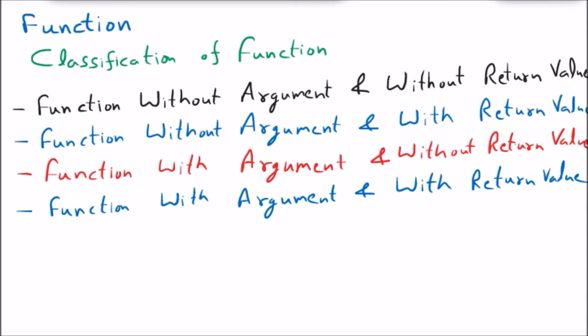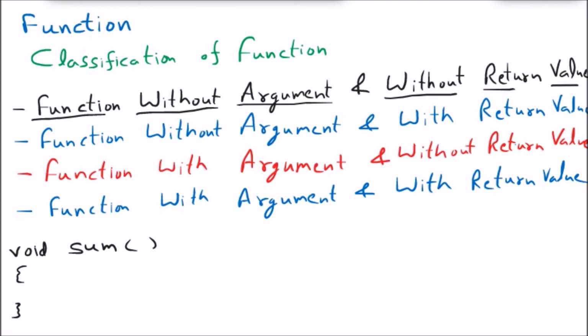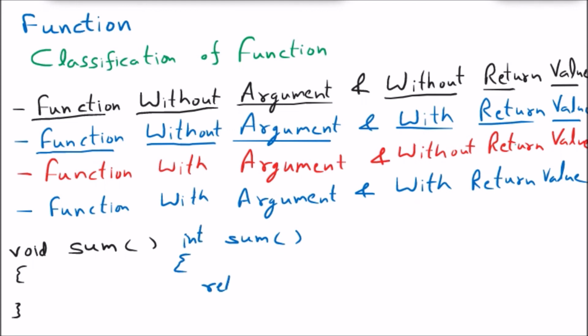I am giving you a very simple example. Let us suppose that we are taking a function without argument. If I say the function sum is there and the bracket is empty, so there is no argument, and without return value, that means the return type is void. That is called function without argument, without return value. Next we have function without argument, that means some function is there, the bracket is empty, and with return value, let us suppose the return type is int. If some return value is there, then we have to use the return statement.